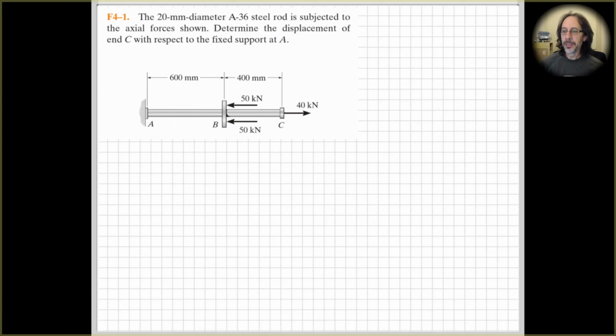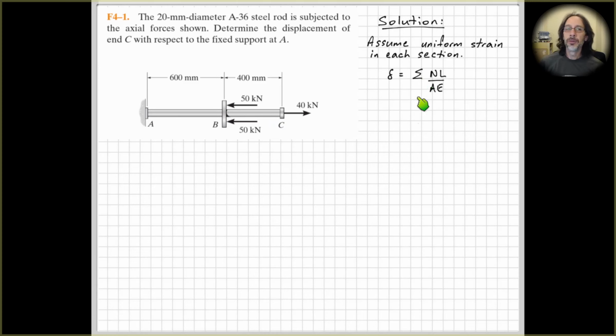Right, so we need to think about our solution, and if we're going to use this equation, many of you would have seen this before. Some of you may know it as delta equals FL over EA, force times length over Young's modulus and area. But if we have a component like this with multiple loads along its length, then we can use this form of the equation that says that the sum of the deflections in each part of the component between the loads, add those all up, and we get the total deflection of the rod.